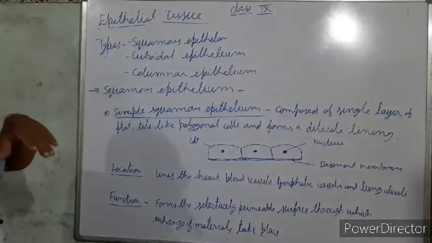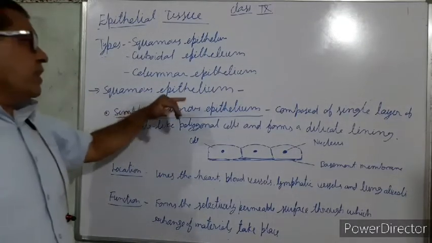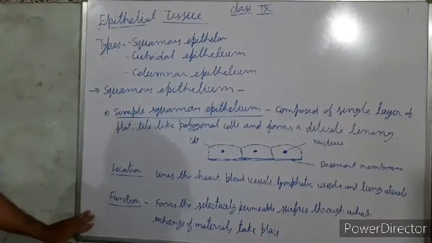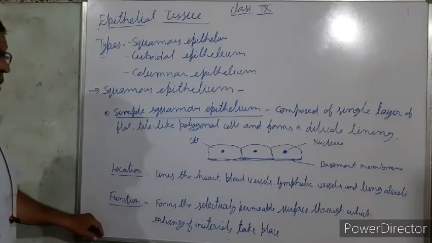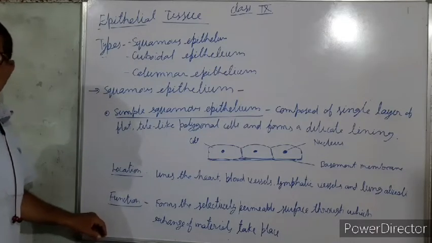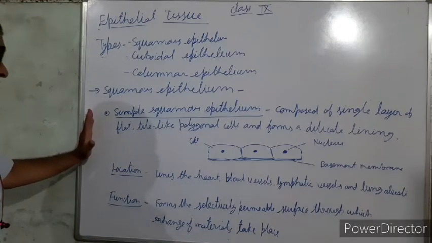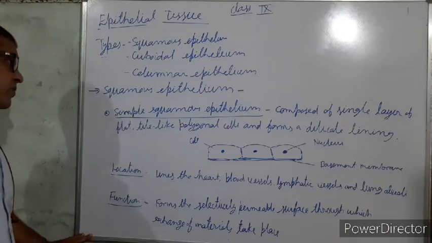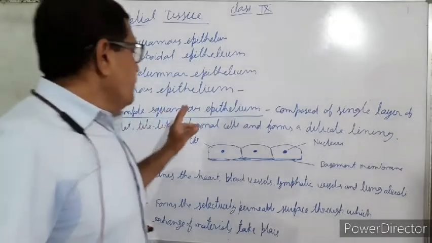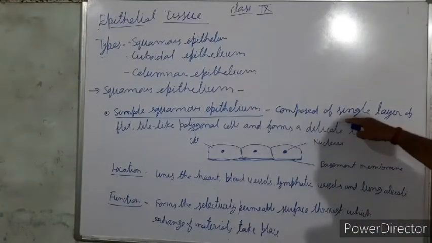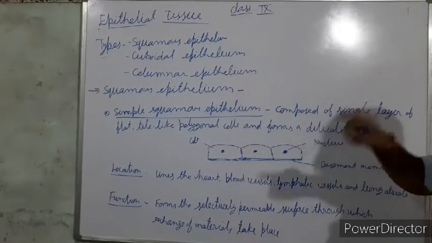Now we have to discuss them one by one. First, squamous epithelium. It is of two types. One is the simple squamous epithelium and the other is the stratified squamous epithelium. So first we discuss the simple squamous epithelium. Simple squamous epithelium is composed of a single layer of cells.